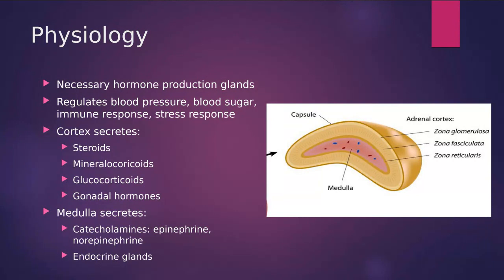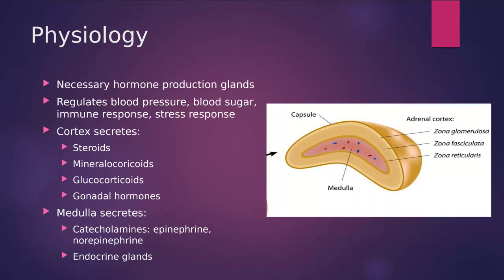So they're not just producing our reproductive hormones or our female hormones. They are producing a wide range of hormones that affect pretty much every aspect of our functional life. So the cortex, as we said, is going to secrete more of those functional hormones. That's going to be our steroids, our glucocorticoids, our gonadal hormones. So those are going to be our sex and our reproductive hormones, and our mineralocorticoids as well.